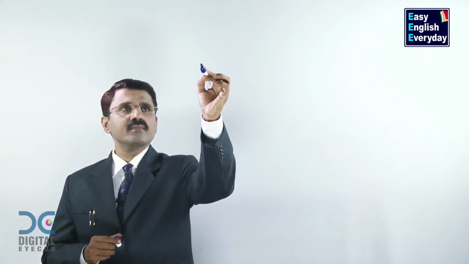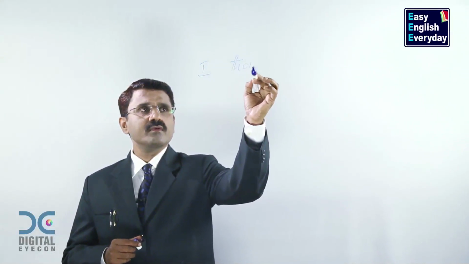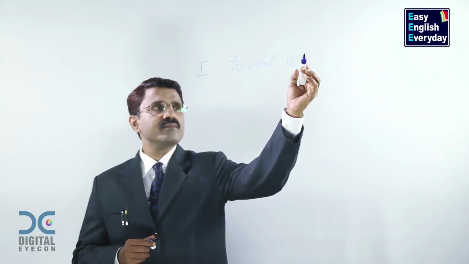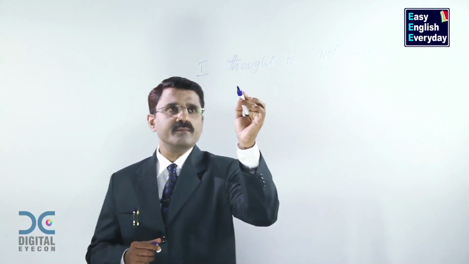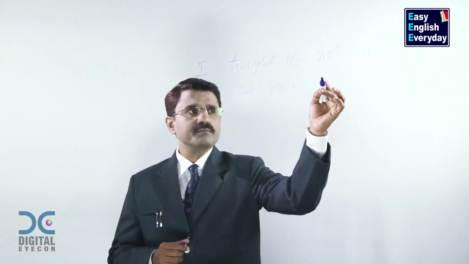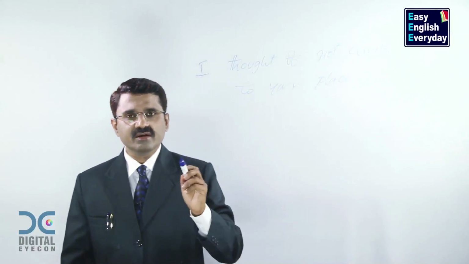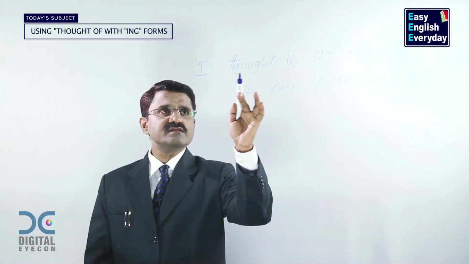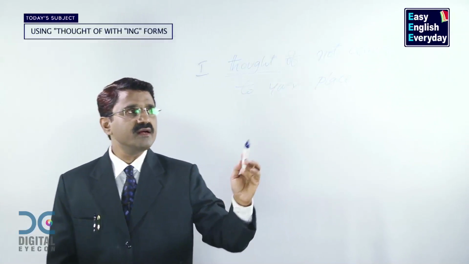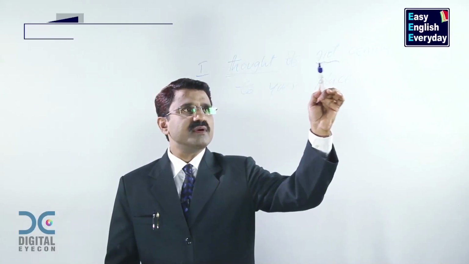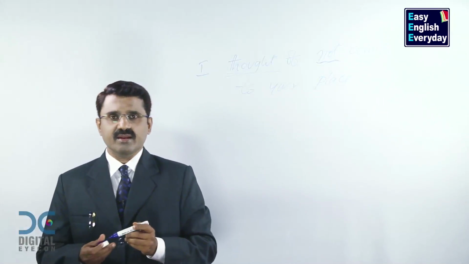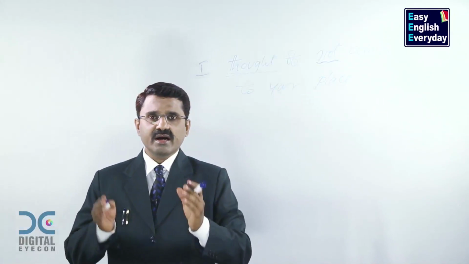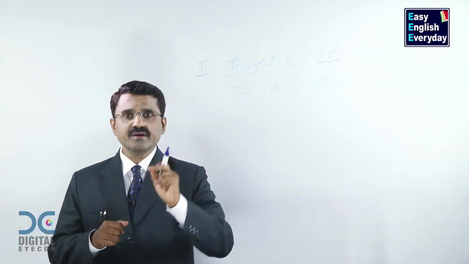Now, look at these examples. I thought of not coming to your place. Now, in the earlier category, we converted this part into negative form. But here, we are adding the negative part not here. I thought of not coming to your place. What does it mean? In the past, I planned not to visit your place.